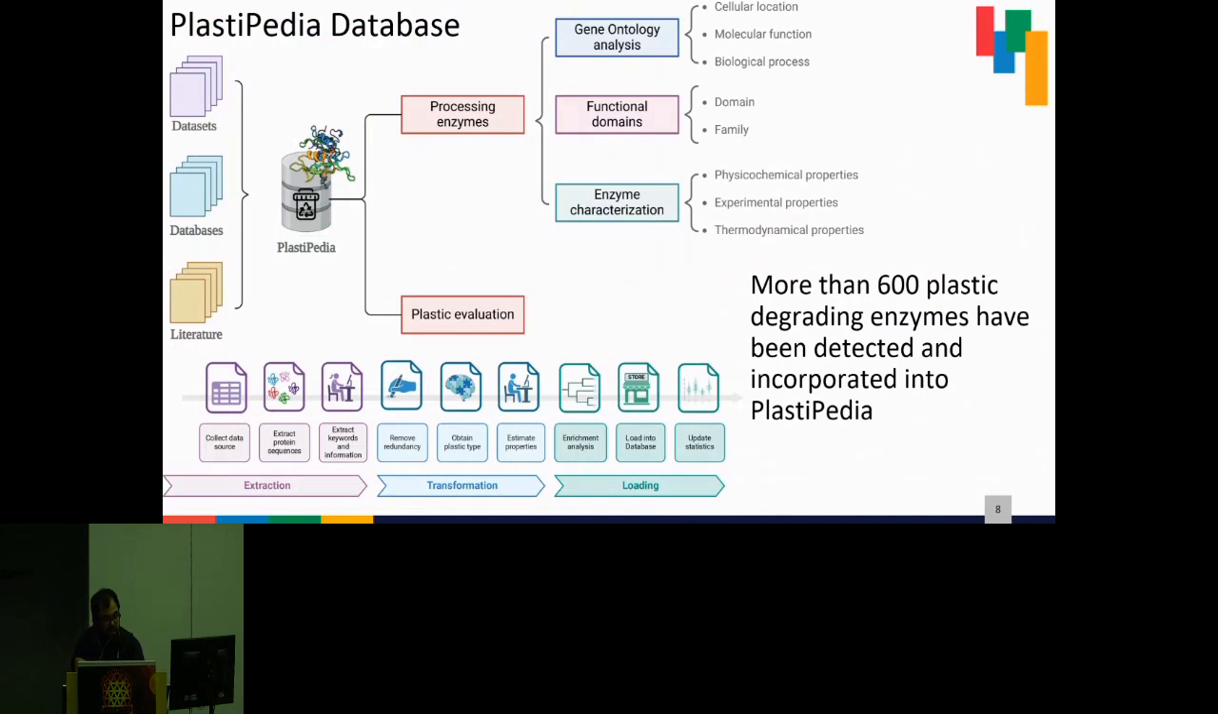The first is Plastipedia. We are not very original with the name, sorry. Plastipedia is our database that collects information from data sets, databases, and the different available literature. The first step is processing enzymes, for which we collect information about the gene ontology, using different tools and strategies previously reported. We also complete the characterization using domain and family information, and evaluate physical properties, experimental properties, and other information available in databases like BRENDA, for example.